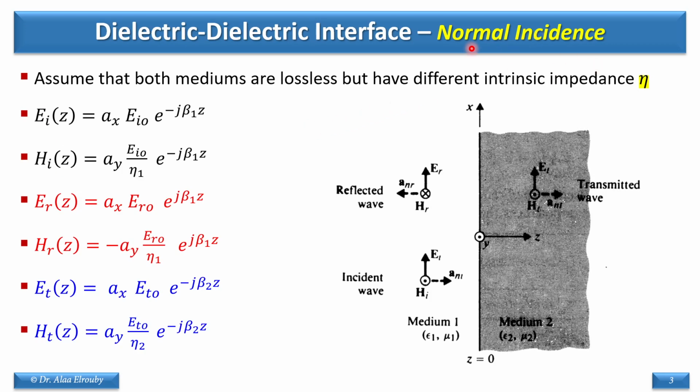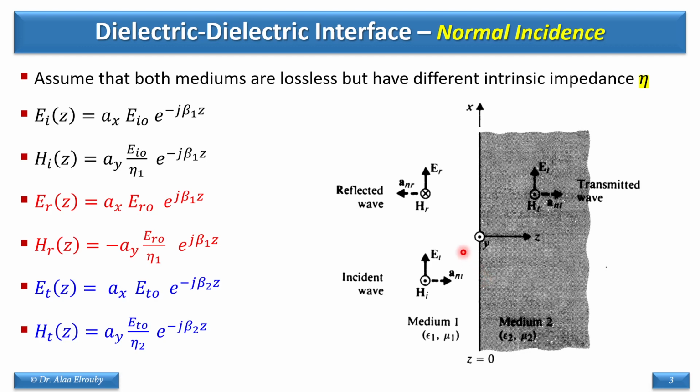We're going to start by normal incident, which means the wave is propagating normal to the interface between two dielectric media, media 1 and media 2. In this case, we are choosing the wave to be propagating in the Z direction. Of course, E and H will be perpendicular. Both of them will be perpendicular to the direction of propagation, which means E and H are both tangential to the interface.